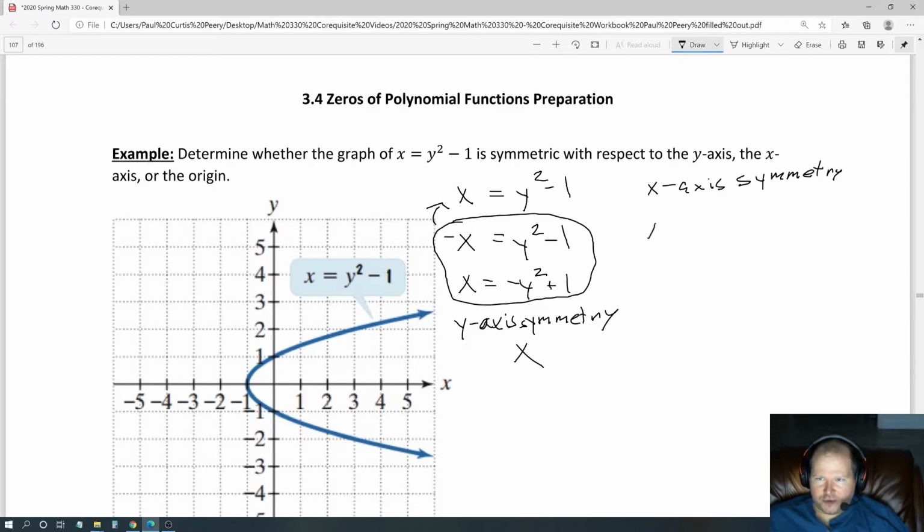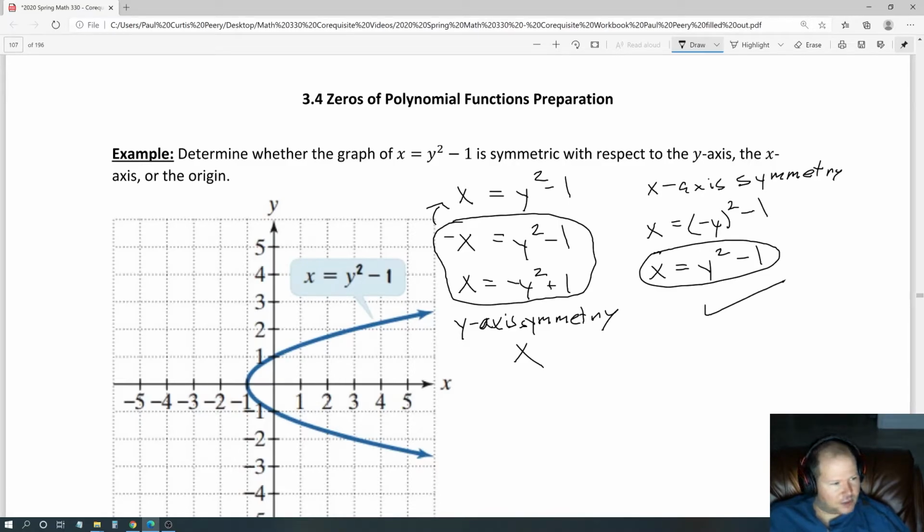I'm rewriting the original equation, but wherever I have a y, I'm going to plug in a negative y instead. Now, when I square a negative y, I get back y squared, because a negative times a negative is a positive, and we keep the negative 1. And the question is, did I get back the original equation? We see, yes, we did get back the original equation. So this actually has x-axis symmetry.